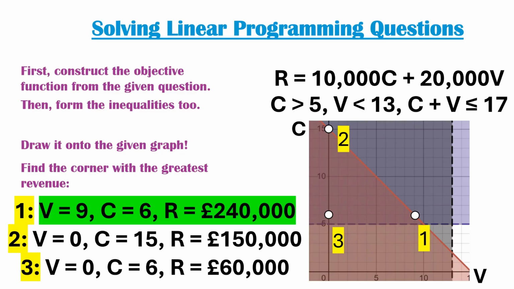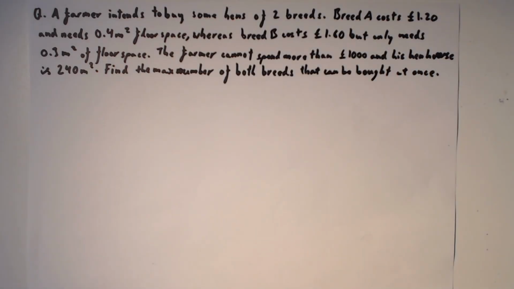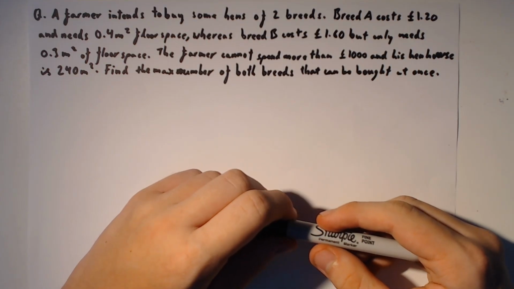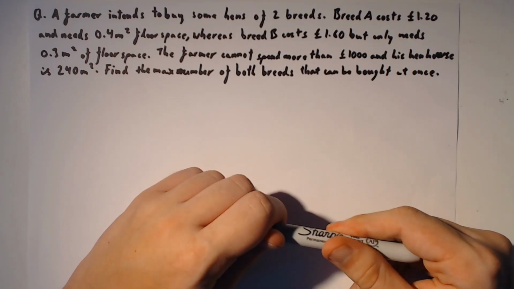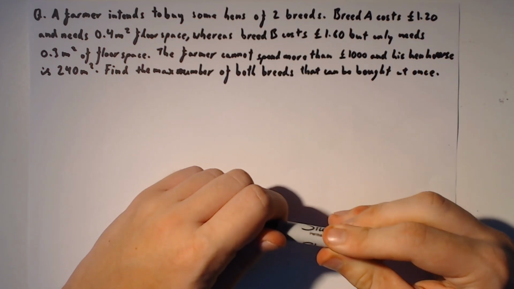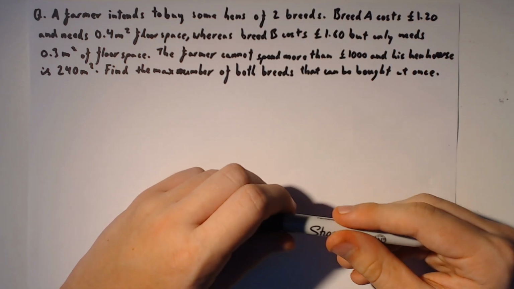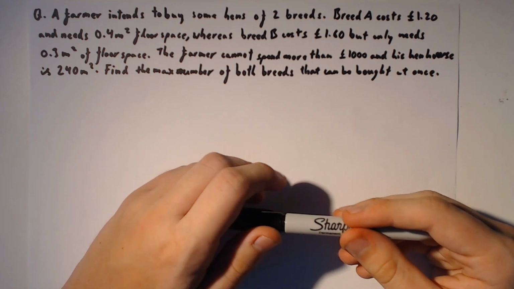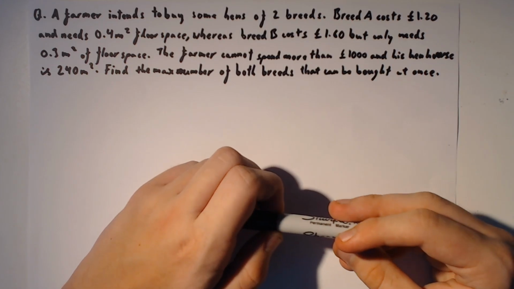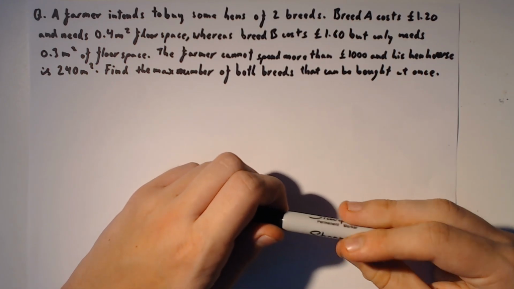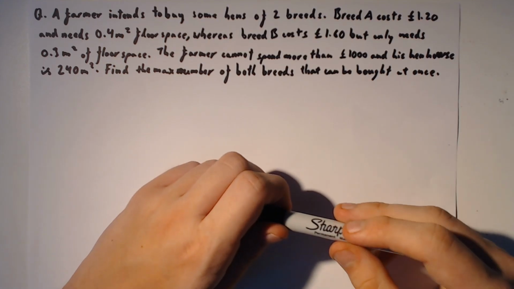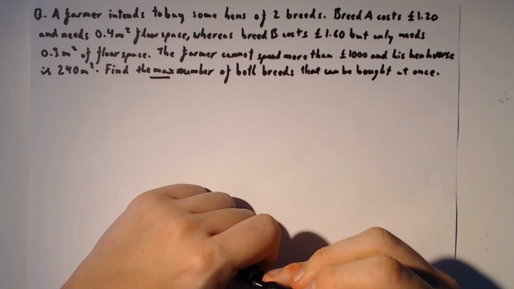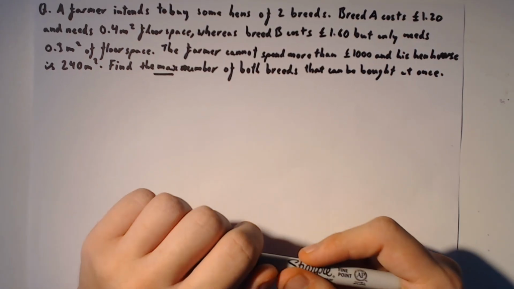So let's get on with some practice questions. So here's today's practice question. A farmer intends to buy some hens of 2 breeds. Breed A costs £1.20 and needs 0.4 meters squared of floor space, whereas breed B costs £1.60 but only needs 0.3 meters squared of floor space. The farmer cannot spend more than £1,000 and his hen house is 240 meters squared. Find the max number of both breeds that can be bought at once. And this is a question you could get in the exam.